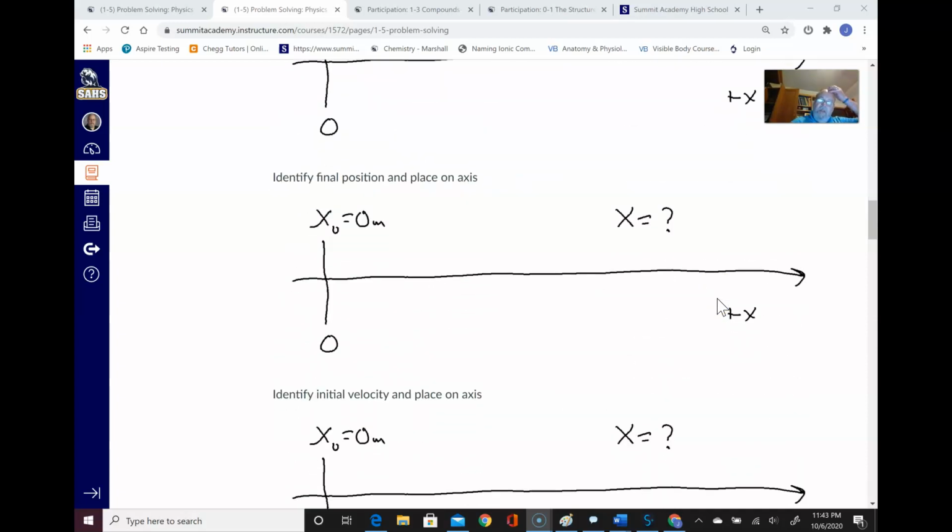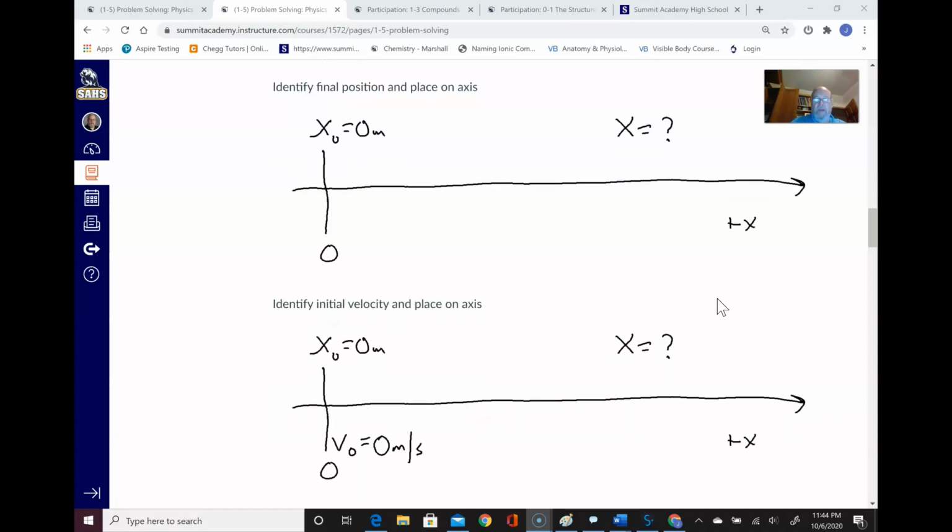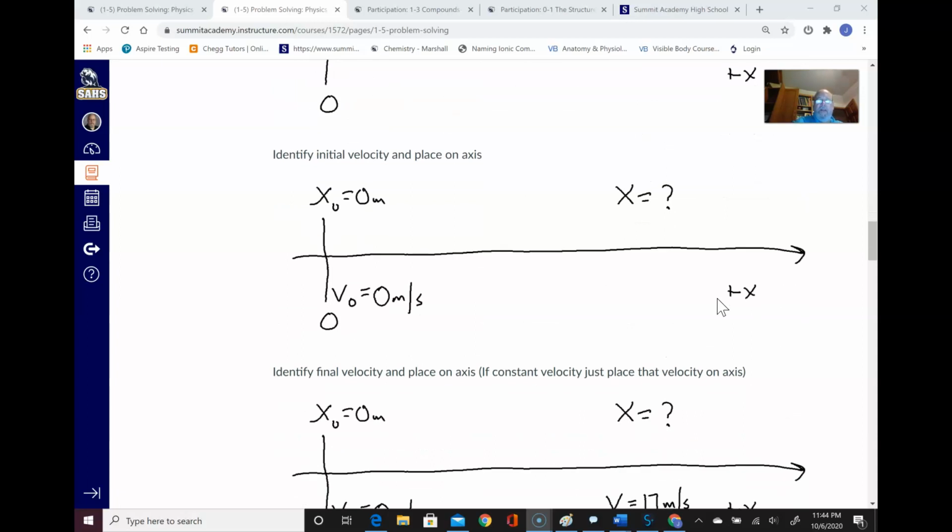Okay, then we need to identify the final position and place that on the axis. And it may be that we don't know what the final position is. It may be that we want to find the final position with our activities. Okay. Third piece of information, we're going to identify the initial velocity. Okay, and also be aware that just because something doesn't have a piece of information associated with it doesn't mean that it's not important. It means that we need to go find it in some way.